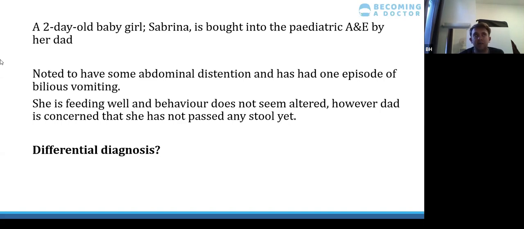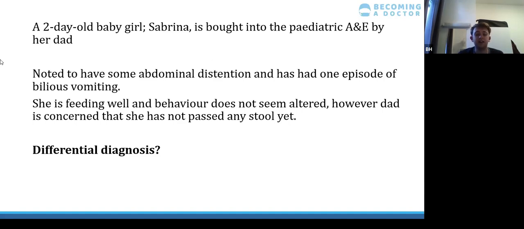So have a little think about differentials. They're a neonate, very young. They've got abdominal distension and bilious vomiting, so we're thinking maybe it's a lower down cause of obstruction. And they haven't passed stool yet, so that rings a bell. In terms of differentials, we'd be thinking Hirschsprung's disease firstly. Other causes could be necrotizing enterocolitis. And it could also be something like meconium ileus, something you see in cystic fibrosis, for example.